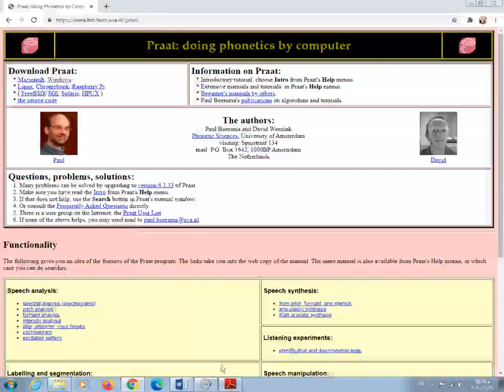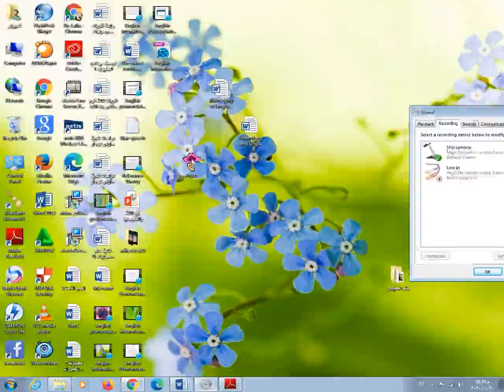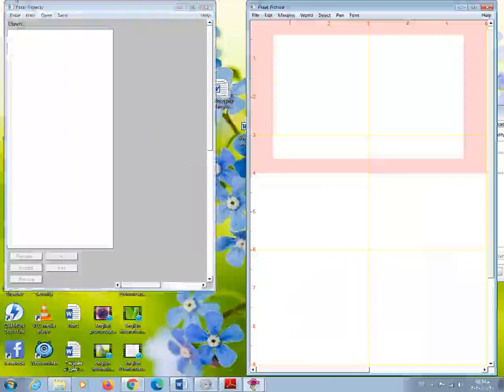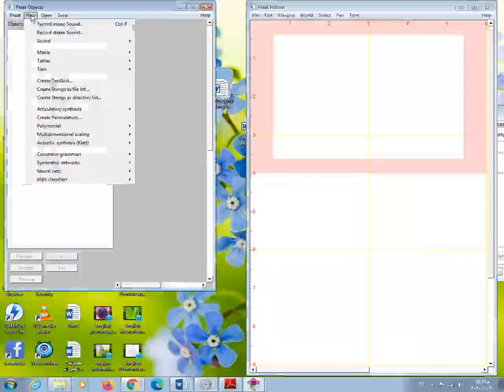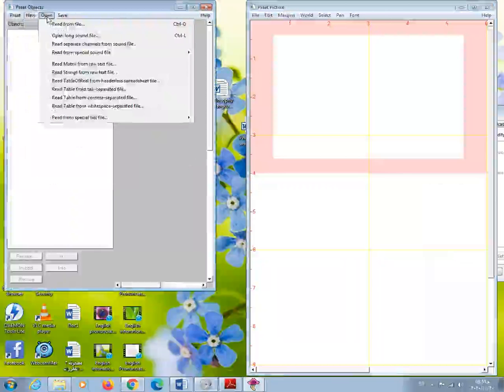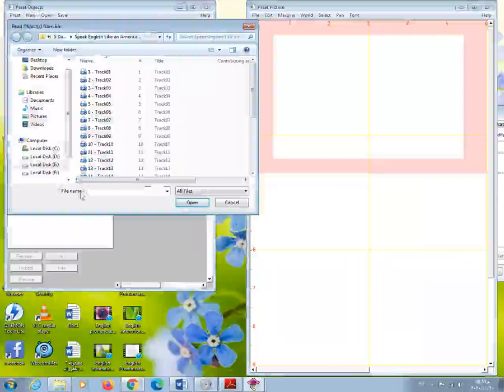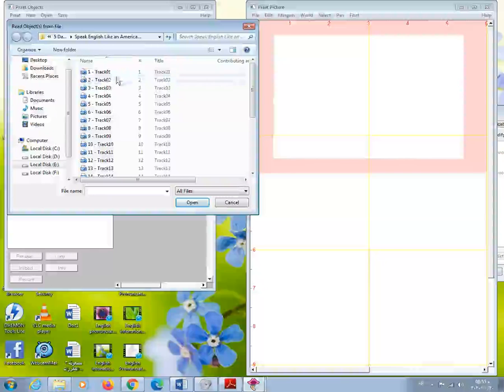I'm going to show you this. Okay, let's go, and this is the program Praat. I'm going to open it. Here you have many options. Either you say new and record a mono sound using your mic, but because I don't have a mic to use right now, let's go to the second option, which is open. I open it, and then it gives me the option read from file. Let's click this, and let's take track number 1. As you see, this is track number 1.